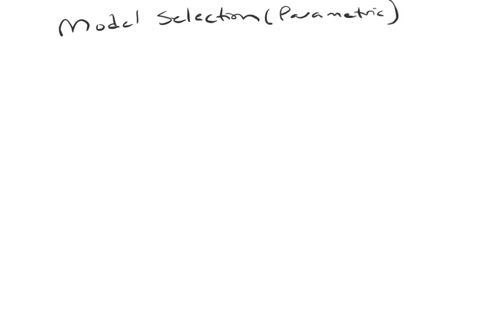The topic we're going to talk about now is model selection. And what I mean by that in particular is parametric model selection. So I'm not talking here about choosing between a regression tree or a linear model. Rather, what I'm talking about is which terms you might want to include in a linear model.